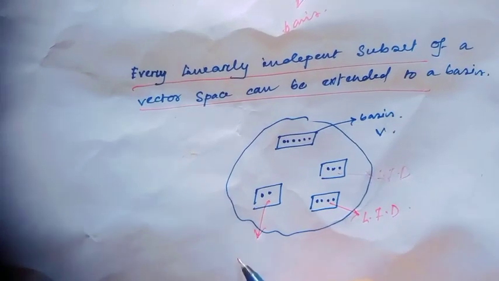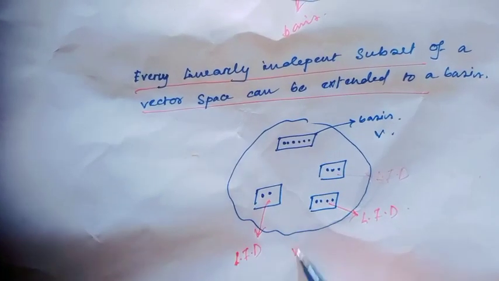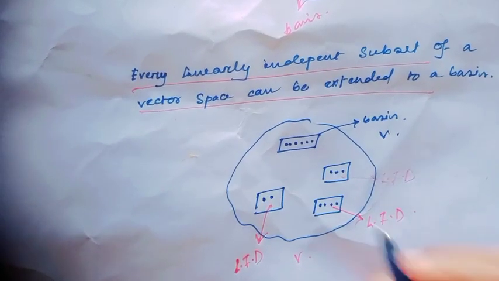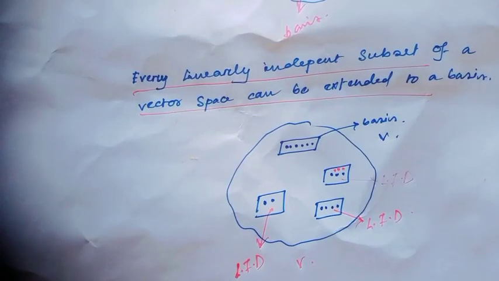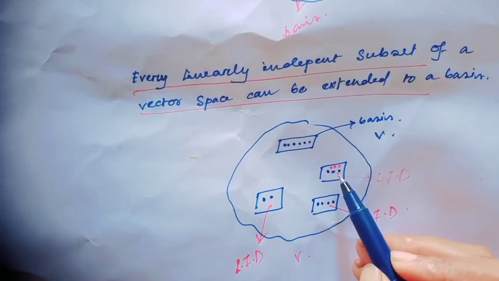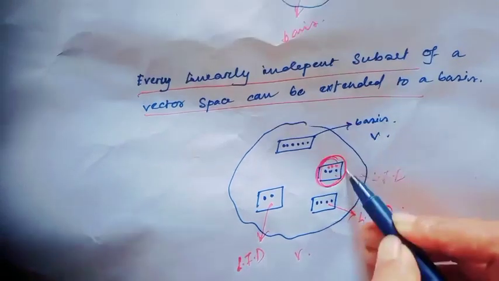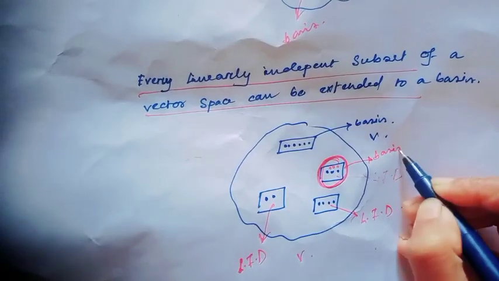Also, these 2 vectors are a linearly independent set of the vector space V. Here, if we add 3 more linearly independent vectors, then we can say these 6 vectors will be a basis of the vector space V.